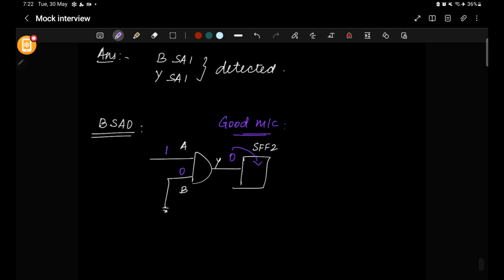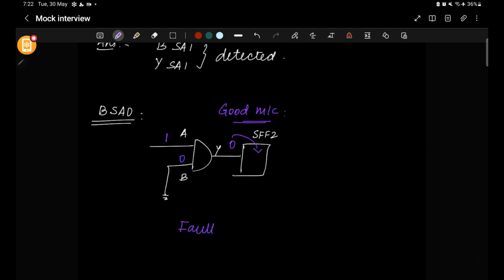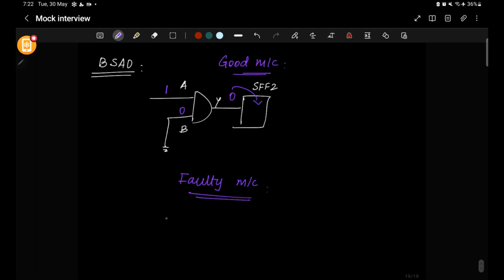If you consider the faulty machine, then what will happen? The tool will induce a stuck at 0 fault here. But as it is already 0, here it will be 0 only. Here the tool will try to write a 1 value, so here it will be 1. This value only will be captured into the flop.